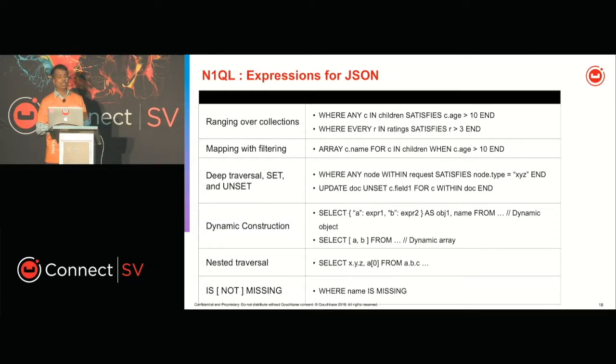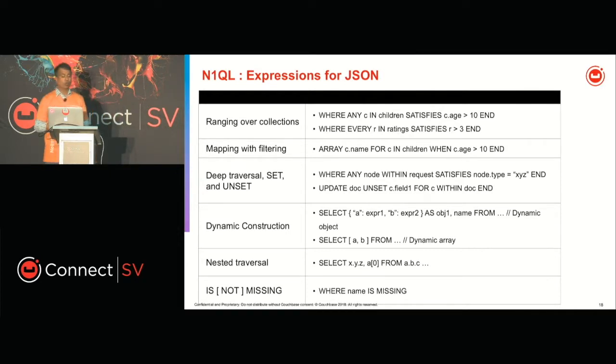So, ranging over collections. When you want to filter an array with a specified value, use WHERE ANY c IN children. Here, in this case, I'm trying to look for documents that have at least 1 child with age greater than 10. So you range over this children. When you say collections, it's an array. So, with age greater than 10.